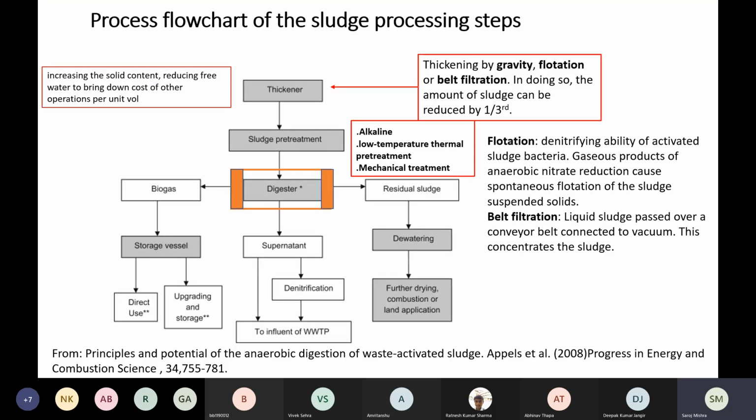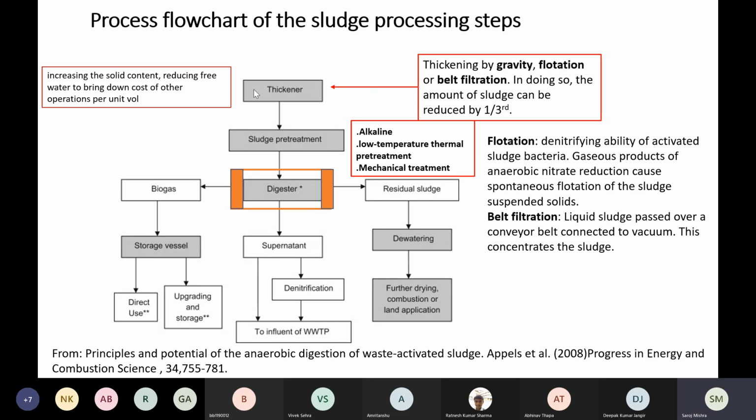So if we look at the overall process or the flow chart, the first step that you see here is thickening of the sludge. The purpose of thickening is to increase the solid content. Advantages are given here: to reduce the free water, to bring down the cost of operations per unit volume. Initially the sludge generated is going to be a very huge volume, so when you carry out thickening, you reduce the overall volume. That is basically the purpose.